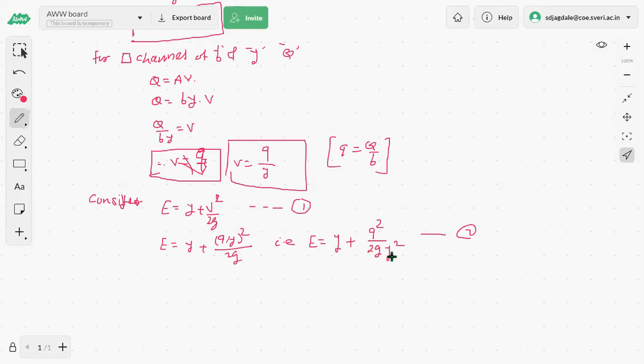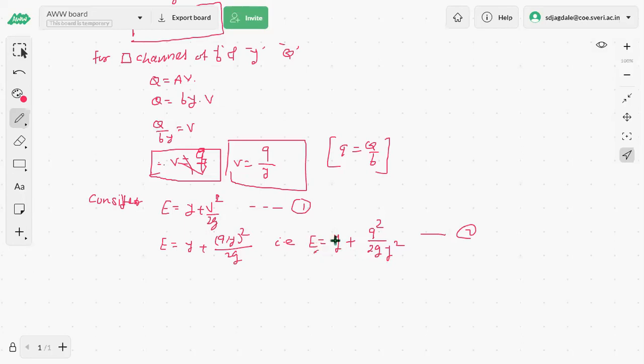Why will we get two values of y? Because this is a quadratic. As it is a quadratic, it will have two roots, and they will be the roots of y. It means that to pass the same discharge q at some specific energy E, we will have two flow depths y, as y1 and y2.